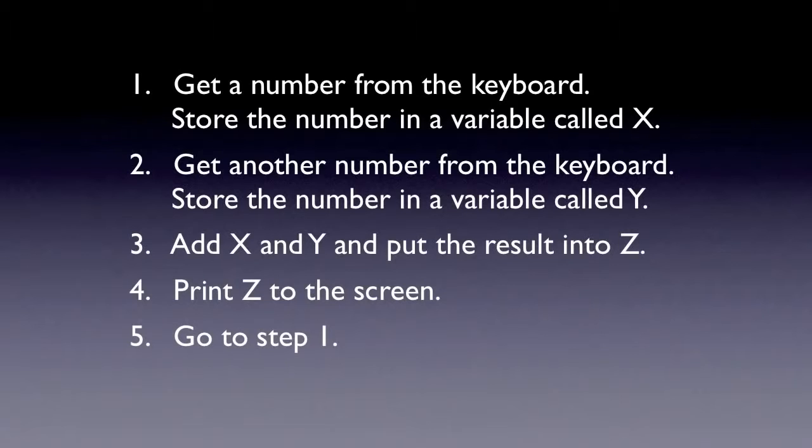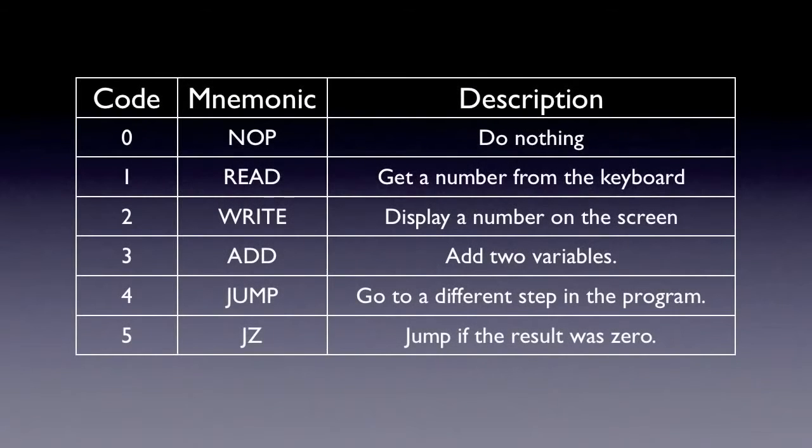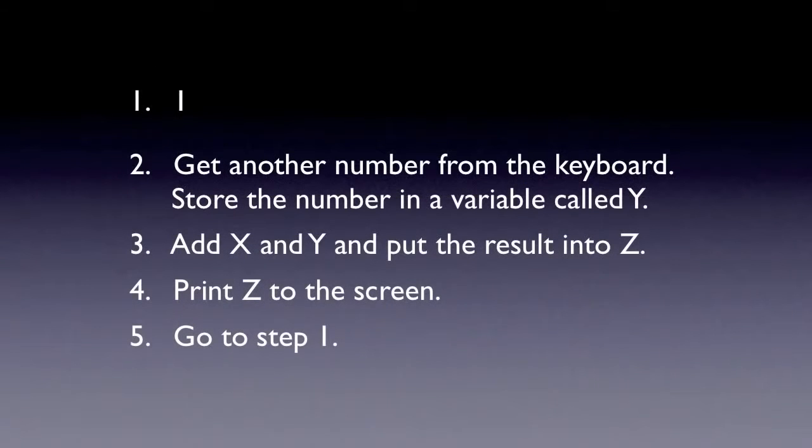The answer is to replace each of the steps with the appropriate instruction code. Let's look at the instructions one by one. Get a number from the keyboard and store it in a variable called x. In our fictional machine language, the read instruction handles this perfectly. So we record the code in our program.